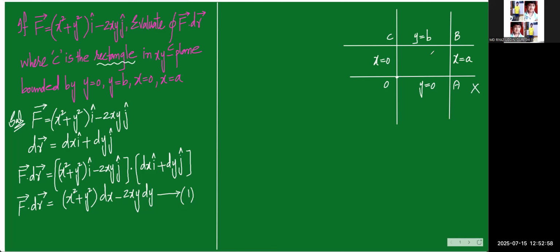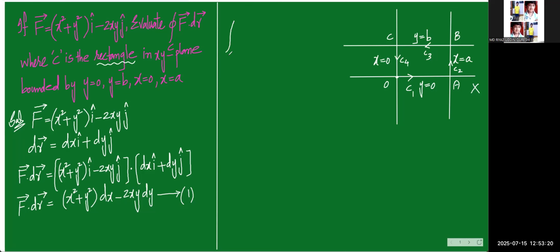So this is your rectangle. This is a closed curve, right? So curve C consists of, suppose this part is C1, this part is taken as C2, this part is taken as C3, and this part is taken as C4.